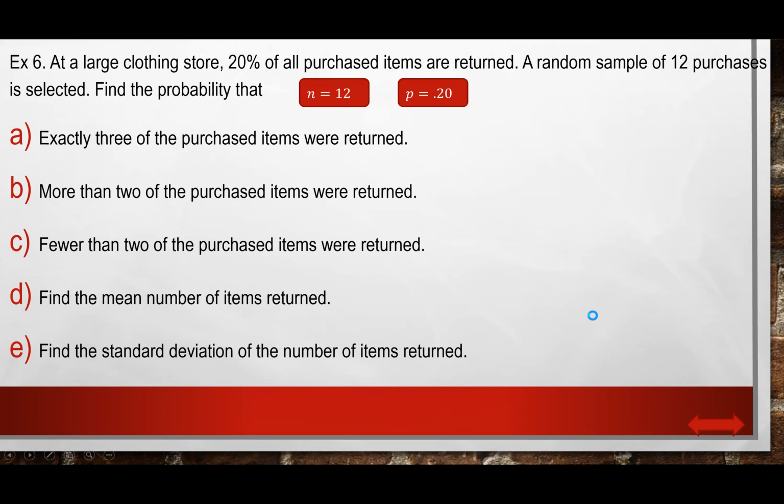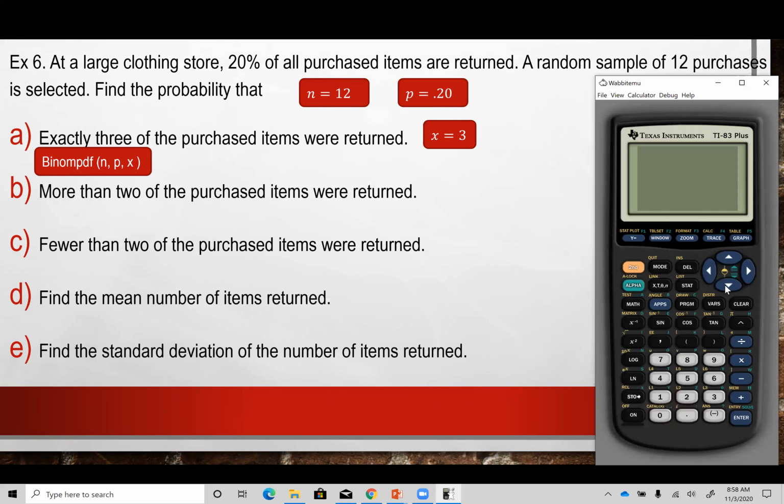So if you plug this thing into your calculator, and again, on a TI-83 you have to manually type it in. If you have a TI-84, it's easy, you have the prompt for you. So again, we're using the PDF here, and we're using the 12, 0.2, 3. And if you type this thing in, you can see that the probability of exactly 3 of them returning is 0.2362.